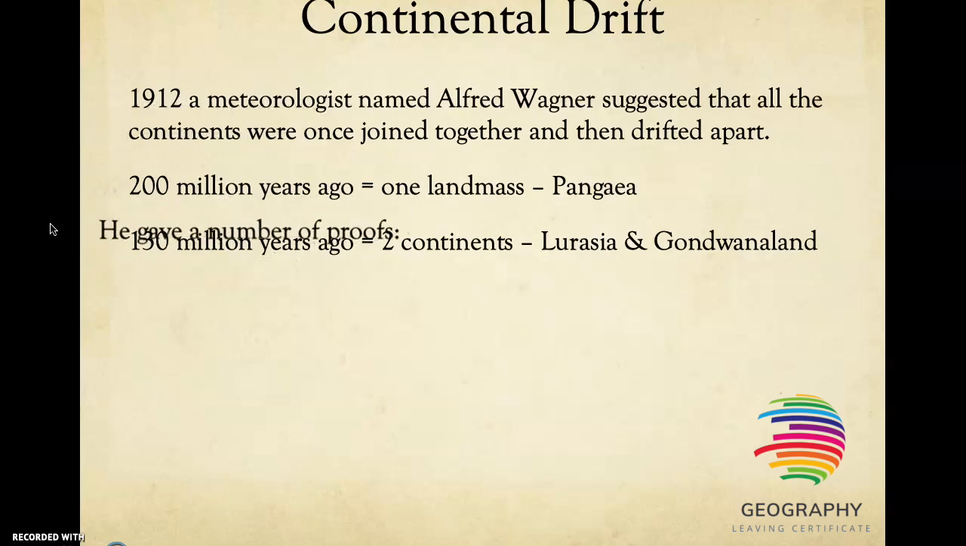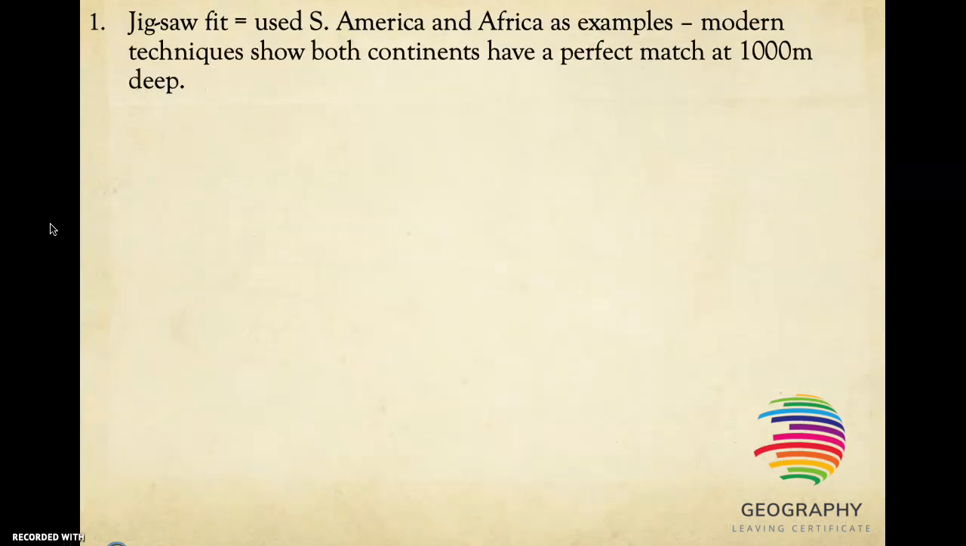Now, in order to prove this, he had a few observations. And here are the observations. His first observation was that the globe and the countries and the continents around the globe look like they fit together like a jigsaw. He used South America and Africa as examples.